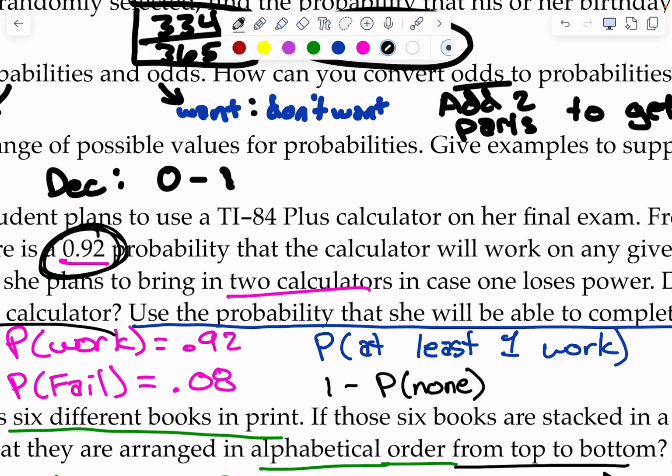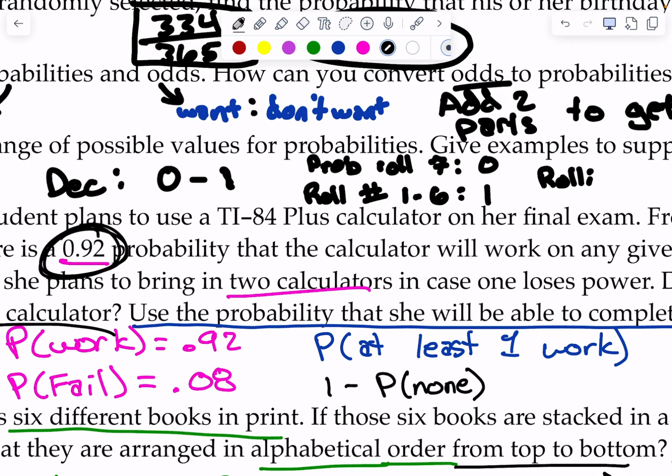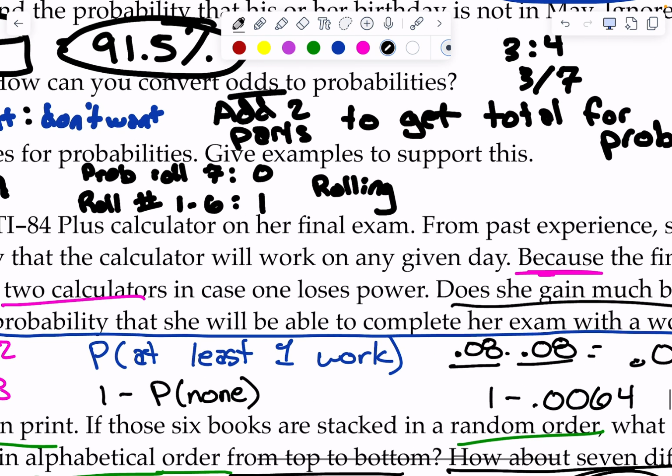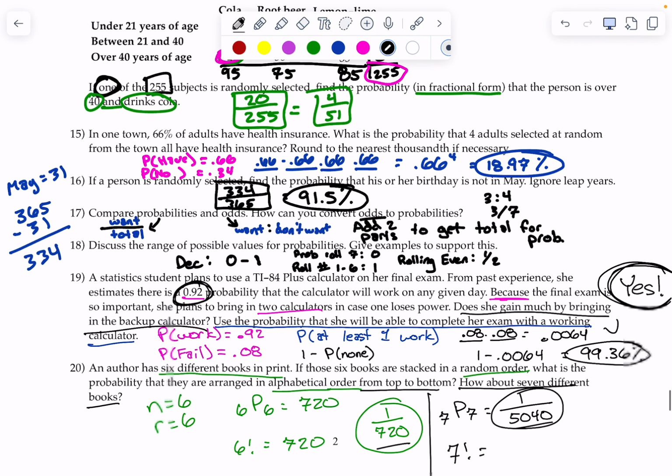I'm just going to say the probability of rolling a 7 would be 0 on a die. Rolling a number 1 through 6 is 1, given that they're normal dice. Rolling an even number is 1/2. All of those things are between 0 and 1, the probabilities. I just put number 11. Sure, number 11 works.